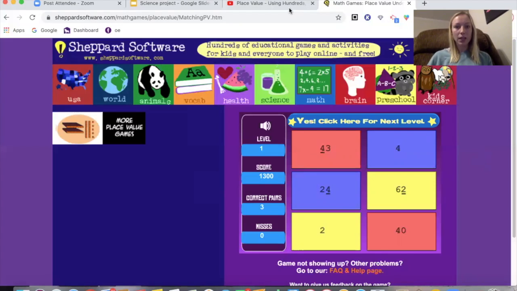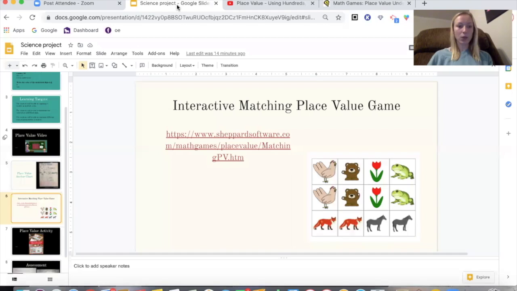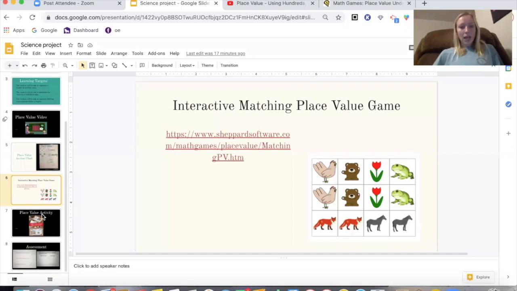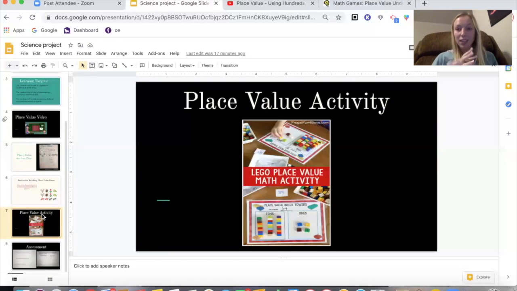I had the link for us, and I'm going to go back to my Google Slides. And next is our activity, and I'm so excited. We can definitely do this activity in the classroom, or this is something you could also do at home, no problem. This says Lego place value math activity, but honestly, you can use anything that's stackable. You can get little goldfish, you can get erasers, you can get cotton balls, anything you can find at home, it'll work, does not have to be Legos.